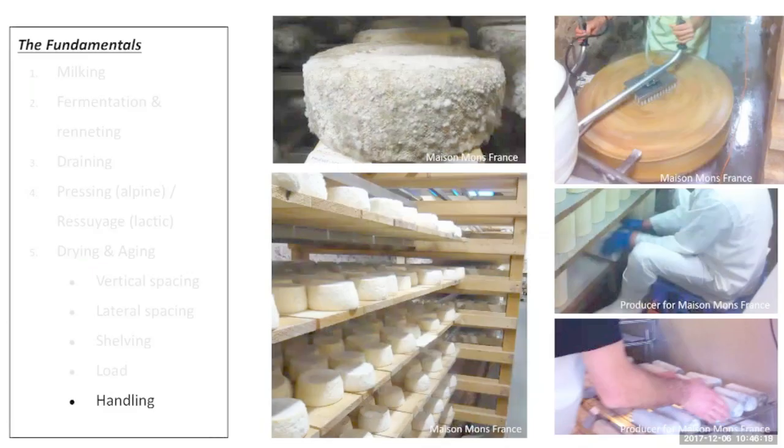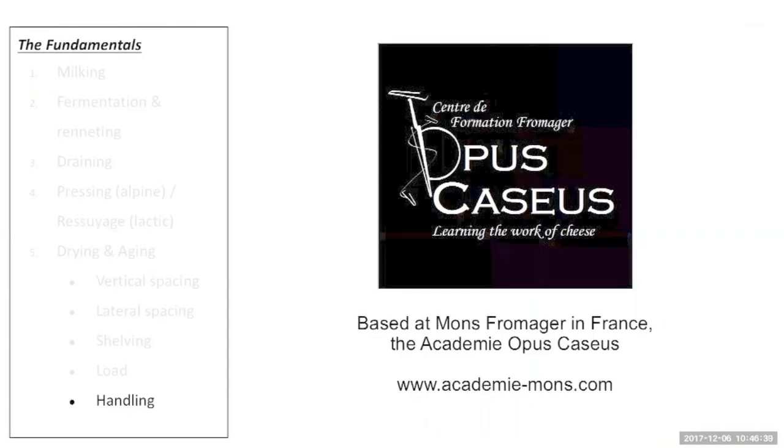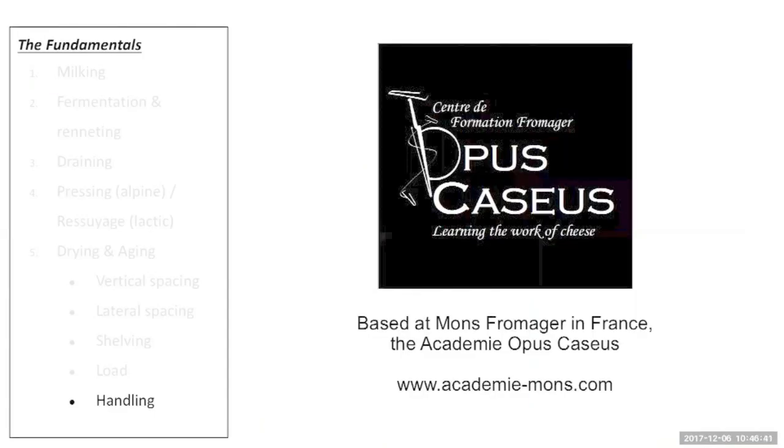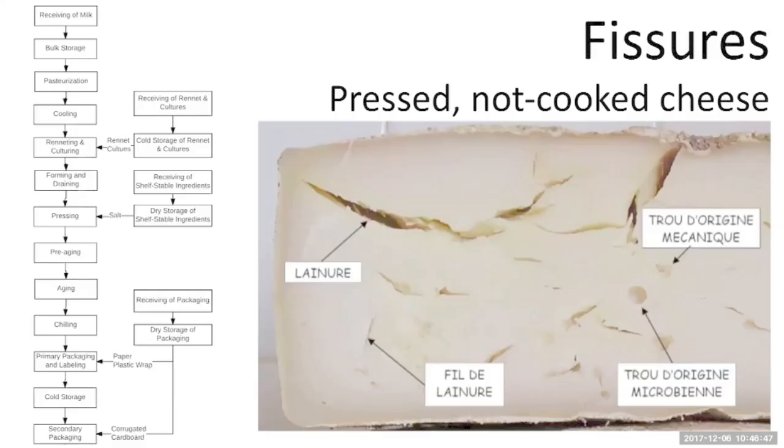And then there's handling. I think really identifying how often people touch things, who touches them, and how often. Those things are variables that can really be either good or problematic. Hands are definitely the number one vector for contamination with cheese, as far as I'm concerned. This was the place where I was able to take these photos, Mons Fromager in France, Académie Opus Caseus.